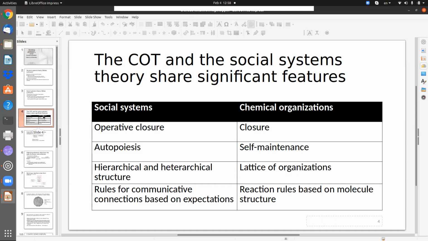Okay, so with all these conceptual commonalities, we really think the chemical organization theory is an empirical tool that can complement the theoretical work of sociologists that work with the social systems theory. Okay.